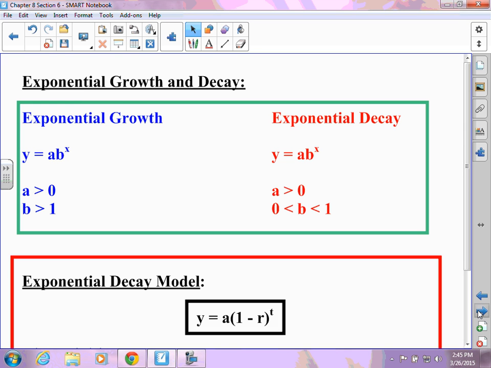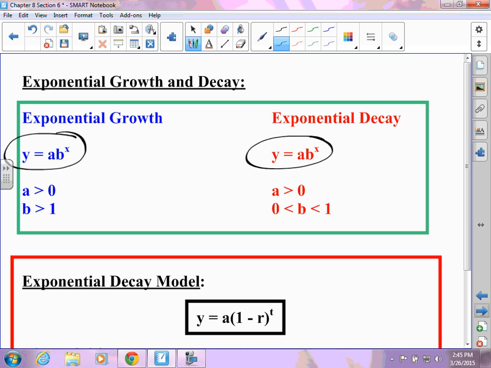When we look at growth and decay, notice that the essential equations are very much the same. In fact, they are the same. The difference is the b itself. In a growth, it's greater than 1. In an exponential decay, it's a fraction or a decimal.